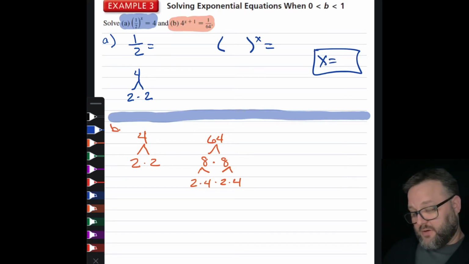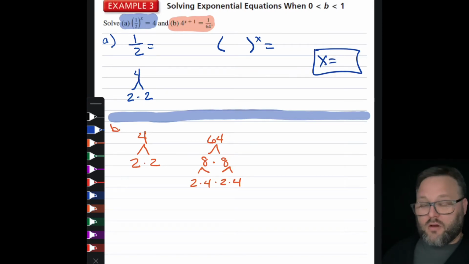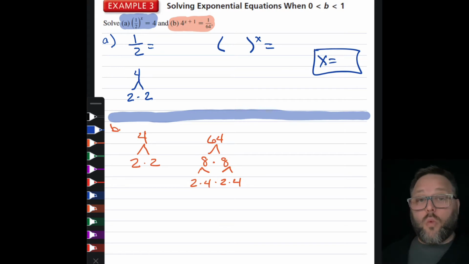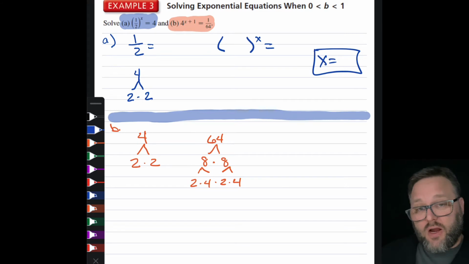All right, ladies and gentlemen, we're still working on exponential equations. Now here, we need to be able to learn to be a little creative. What I mean by that is what happens if one of our bases is somewhere between 0 and 1, so it's a fraction or a decimal. In this case, we want it to actually be a fraction so we can use something.